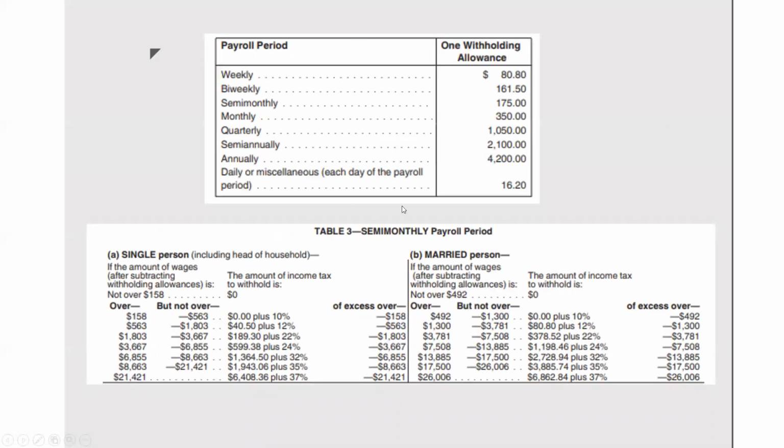On the top here is a snapshot of what comes out of the Circular E, and it shows for the payroll period what was claimed. Was it a weekly period, bi-weekly, semi-monthly, monthly, quarterly, semi-annually, or annually? Just wanted to point out, this is often confusing too between bi-weekly and semi-monthly. Weekly obviously means you're paid once a week. Bi-weekly means that you're paid every other week. And then semi-monthly means you're paid twice a month. And that may sound like the same thing, but it's really not.